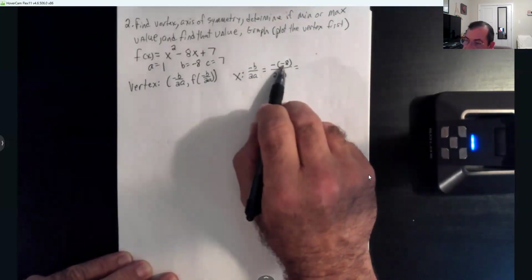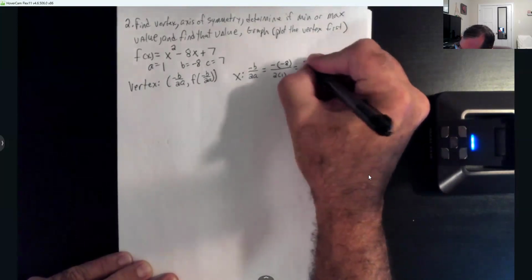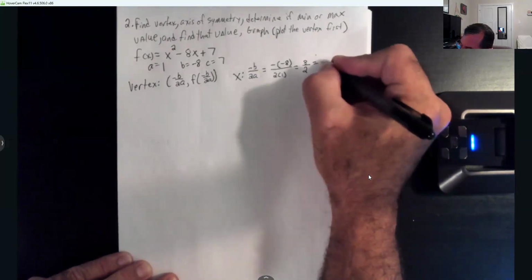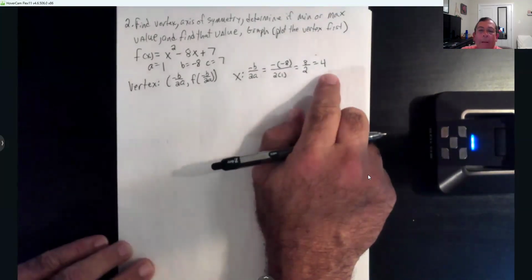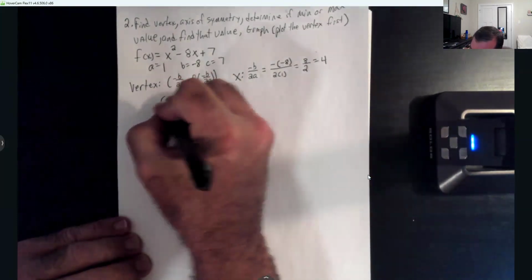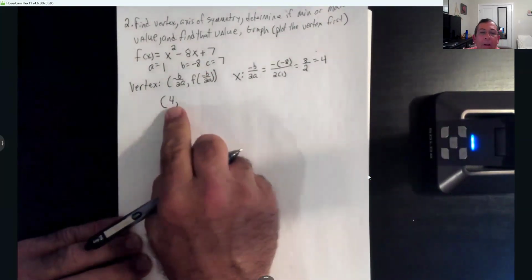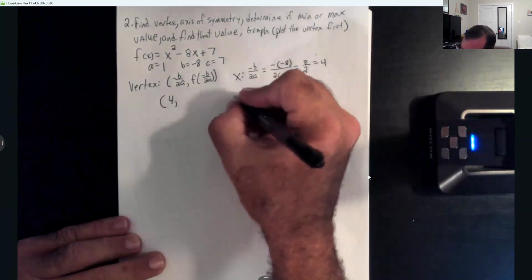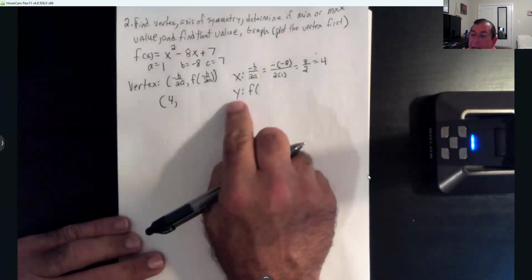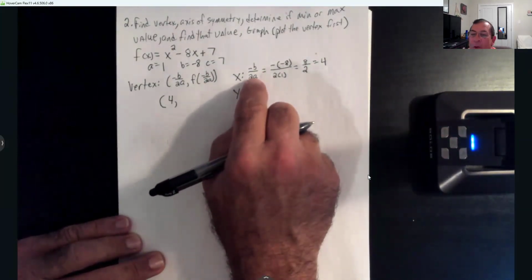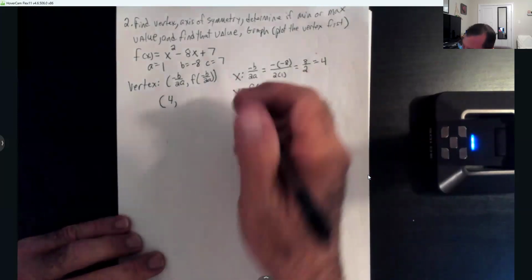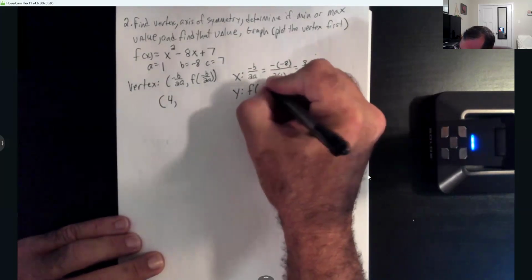All right, so negative times -8 makes that a +8. 2 times 1 is 2. And 8 divided by 2 gives me 4. So I know the x coordinate is going to be a 4. So here's my vertex. X will be 4. So now we got to get the y value. So to get the y value, we're finding f of what did -b over 2a give us? Well, that gave us 4. So since the x value is 4, to get the y value, we find f of 4.